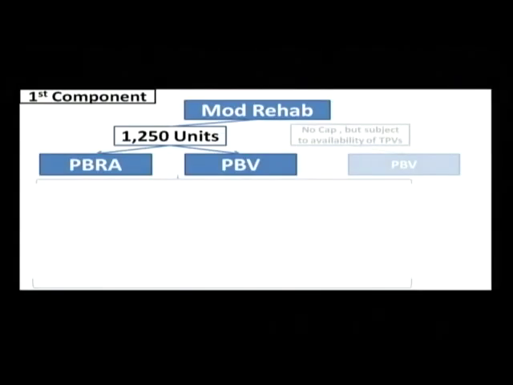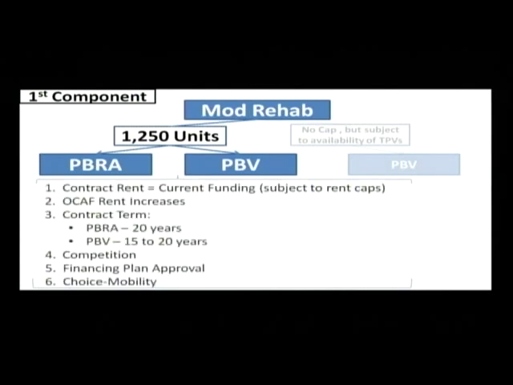Okay. Generally, Pat, rent setting is going to work for the first component based on whether or not it is a PBRA conversion or a PBV conversion. Under PBRA, rents will be established based on current rent levels, current contract rent levels. The rents will be capped at the lesser of current funding or 120% of the applicable fair market rent minus any utility allowances. Under project-based vouchers, under the first component of the demonstrations, rents also cannot exceed current funding.